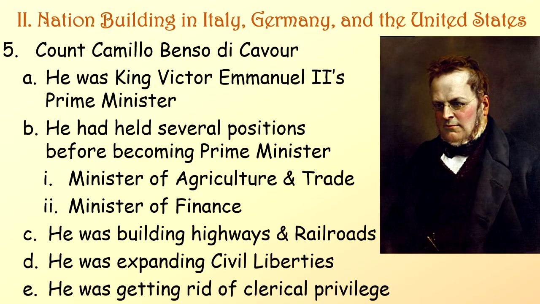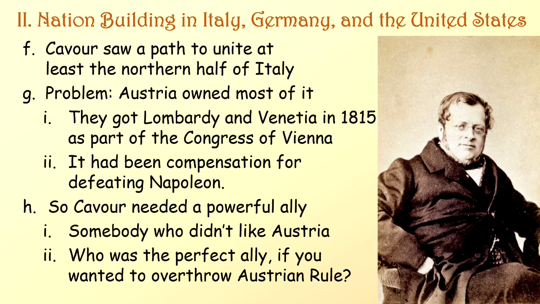Count Camillo Benso di Cavour, he was King Victor Emmanuel II's prime minister. He had held several positions before becoming prime minister. He was Piedmont-Sardinia's Minister of Agriculture and Trade. He was Piedmont-Sardinia's Minister of Finance. He was building highways and railroads. He was expanding civil liberties, and he was getting rid of clerical privilege. Cavour saw a path to unite at least the northern part of Italy.